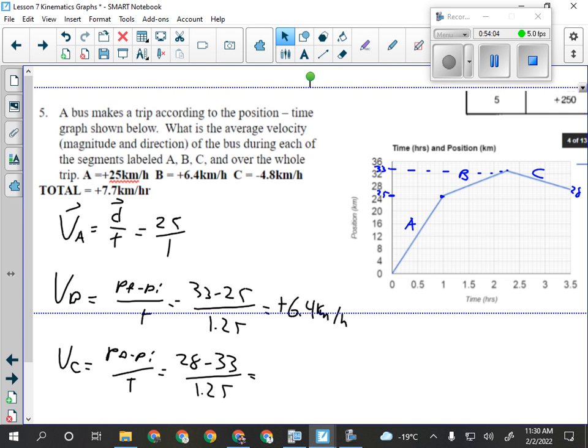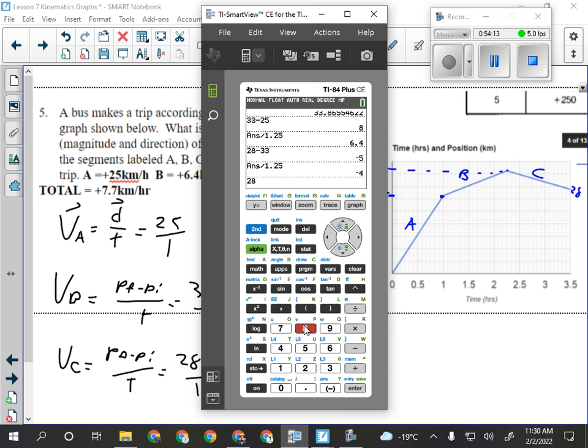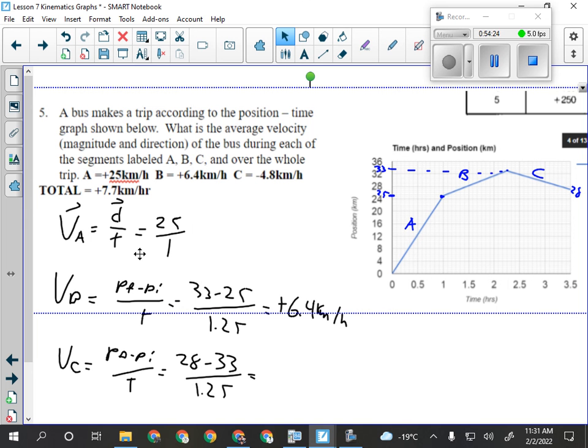Okay, and then for our total, total displacement we said was 28, so it probably didn't come out to exactly 7.7. Okay, 28 over 3.5. Okay, so 8 kilometers per hour. All right, is that ringing a bell from last year? I would have had you do stuff like that in science 10. In fact, I may have had you do exactly this question at some point in science 10, so nothing really new there.